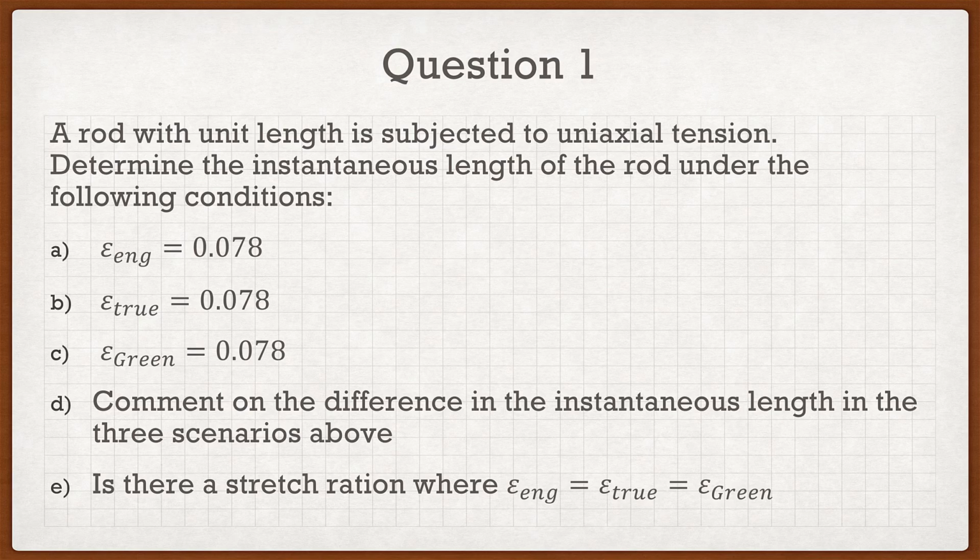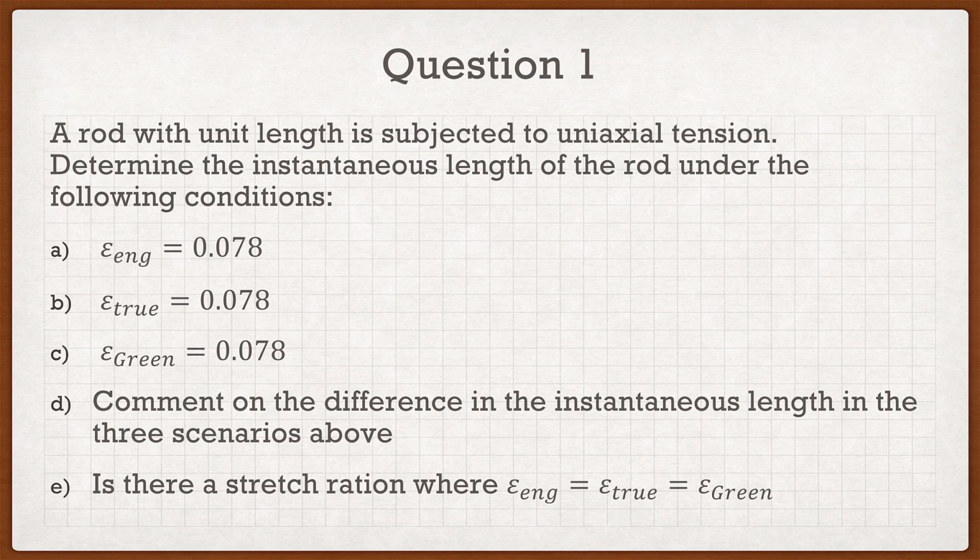So we're going to determine what the instantaneous length of the rod looks like under these different strain measures. Part D says comment on the difference in the instantaneous length in the 3 scenarios above. As you guys will see, A, B, and C will give you different lengths. It's going to be obvious. All you guys are going to have to do is look at them and say, okay, let's say the engineering strain gives us a smaller length than the Green strain, something like that, so that's not going to be bad.